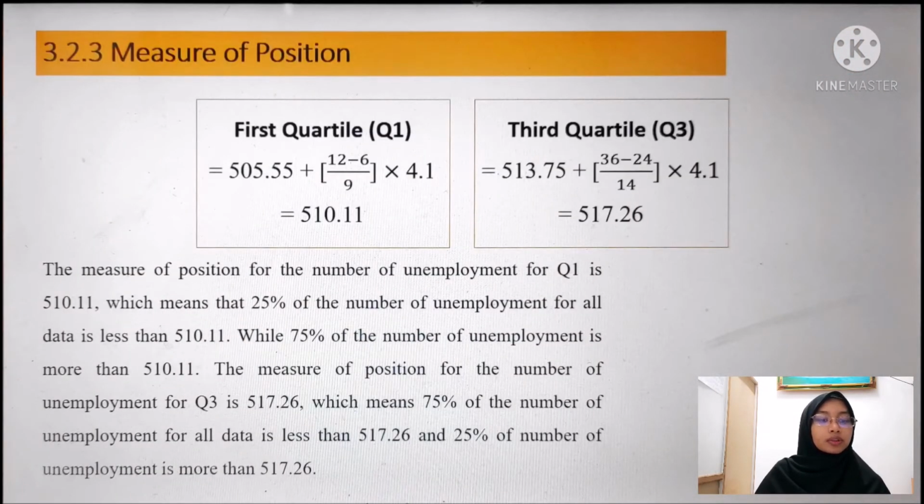The measure of position for the number of unemployment for the first quartile is 510.11, which means that 25% of the number of unemployment is less than 510.11, while 75% of the unemployment is more than 510.11. The third quartile is 517.26, which means that 75% of the number of unemployment for all data is less than 517.26 and 25% is more than 517.26. That's all for me.